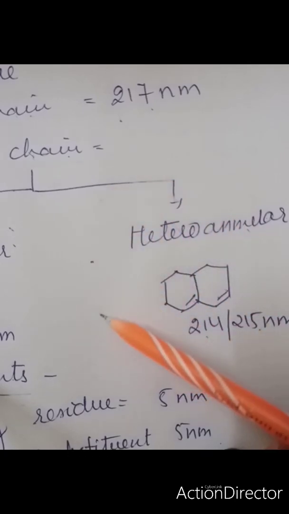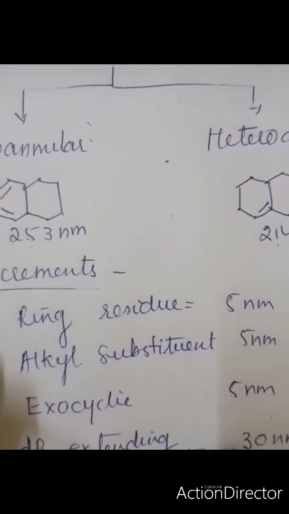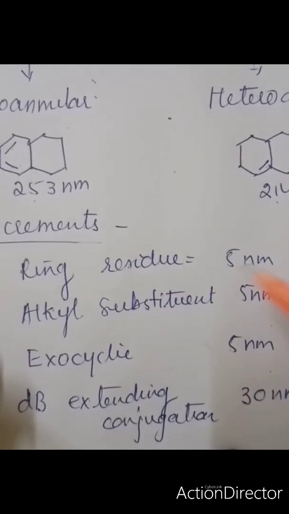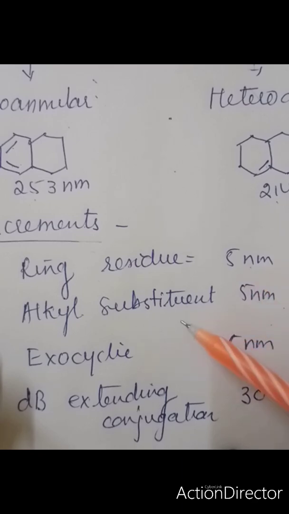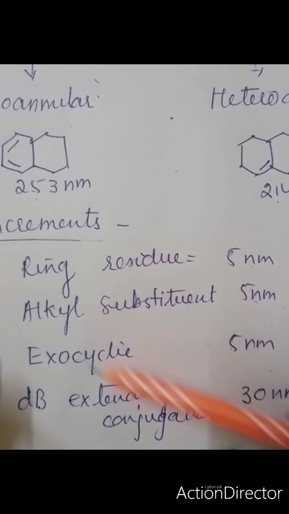Besides the parent value, you have to add certain increments. The first increment is for the ring residue, for which you give the value 5 nanometer. For alkyl substituent you give the value 5 nanometer. For exocyclic it will be 5 nanometer, and for a double bond extending conjugation it will be 30 nanometers. Now let us see one by one what these mean.